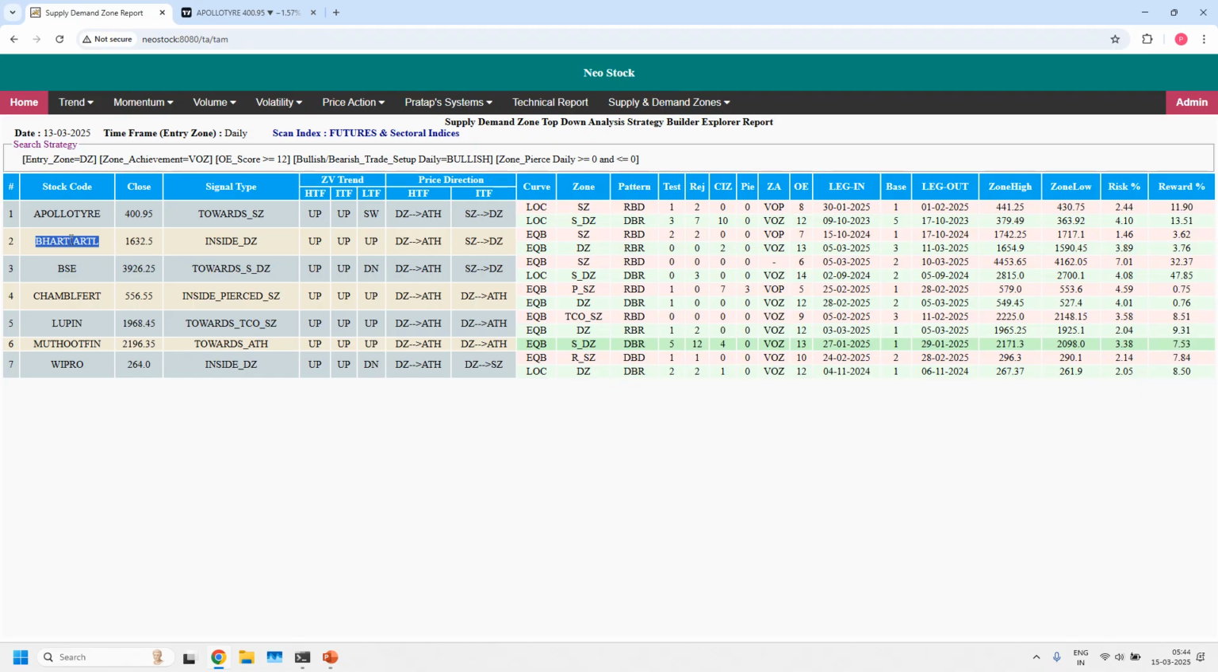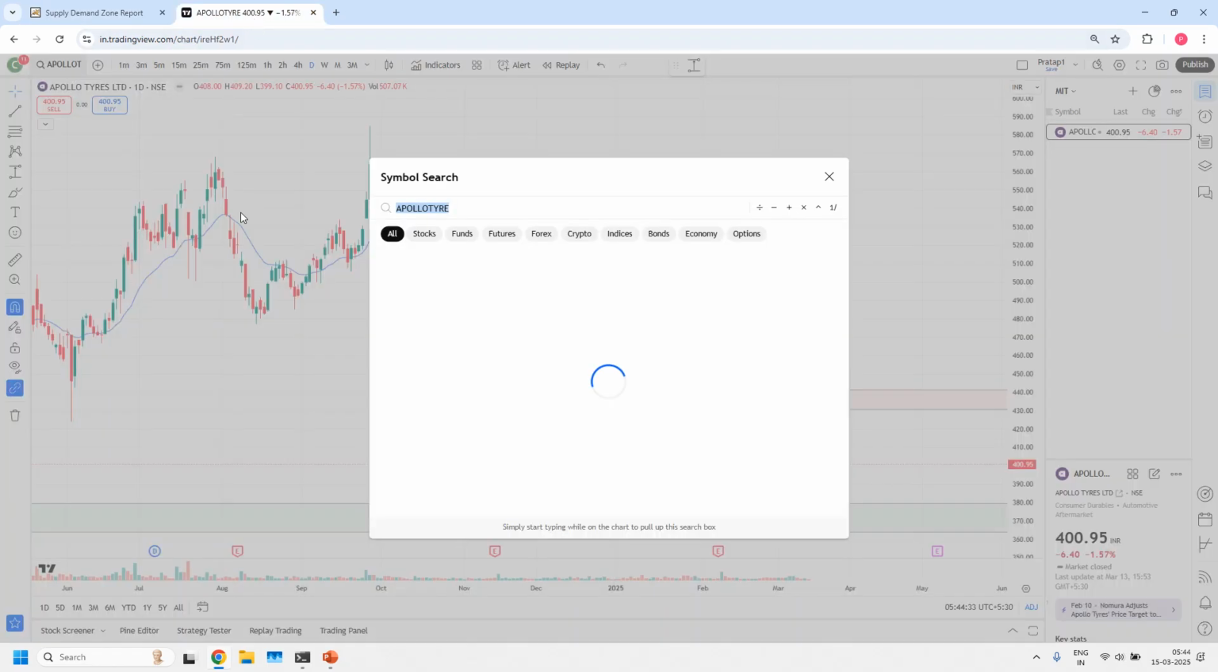Okay, next one is Bharti Airtel. When this zone is created on 5th March 2025. So let me draw that.